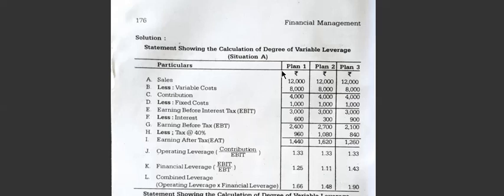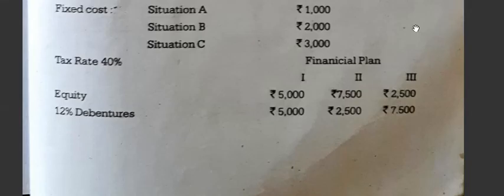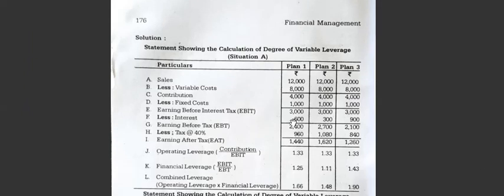Okay, fixed cost. So you will get EBIT, that is earnings before interest and tax, after deducting it, less interest. Now interest you have to calculate for plan A, plan B and plan C. Plan A: 5,000 into 12% is 600, 2,500 into 12% is 300, 7,500 into 12% is 900. So you will get different interest here: 600, 300 and 900. So this interest you will deduct, less tax you will deduct, 2,400 into 40%. Always tax will be calculated on EBT.